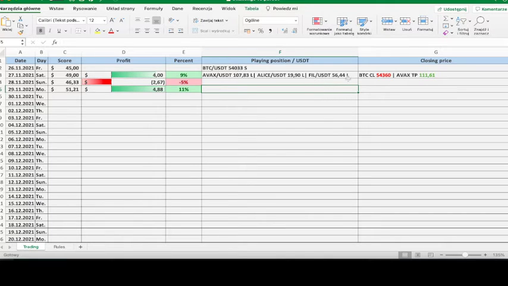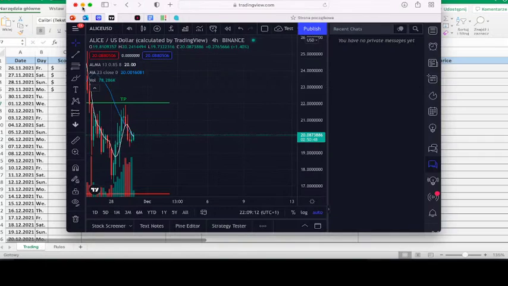It's fill. Long, and Alice same long. We can check now how the trades are going on the chart.